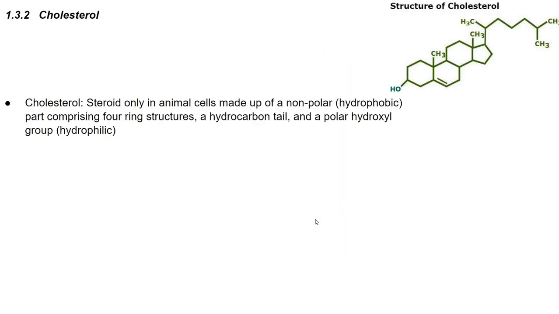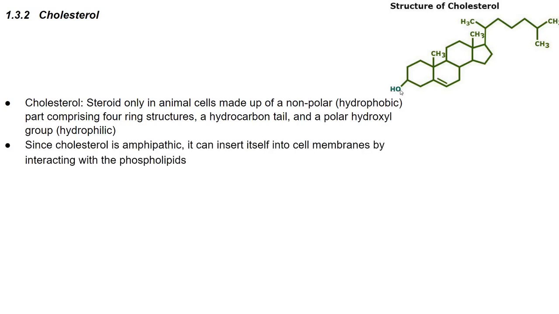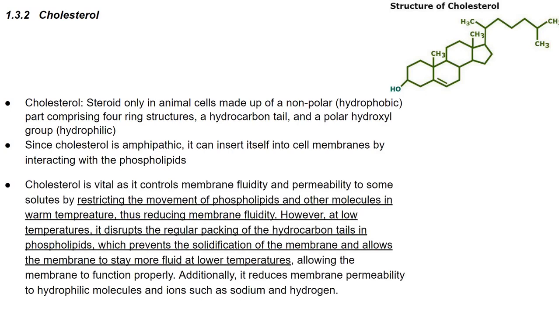Okay, so cholesterol is a steroid only in animal cells, and it is made up of a nonpolar, so a hydrophobic part, comprising four ring structures, so one, two, three, four, a hydrocarbon tail right here, and a polar hydroxyl group, which is hydrophilic. So, since cholesterol is amphipathic, it can insert itself into cell membranes by interacting with the phospholipids. And now it is really vital to fluidity and permeability of the membrane to some solutes.